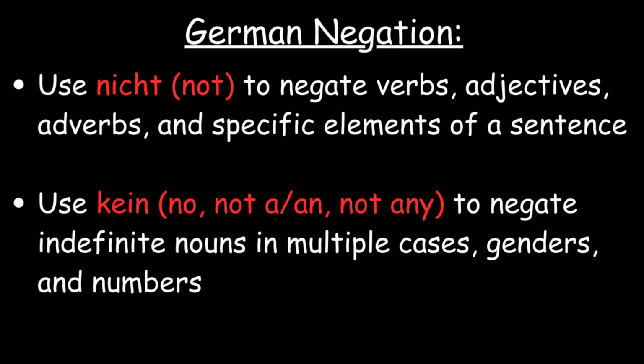In conclusion, this is how German negation works. We use nicht, not, to negate verbs, adjectives, adverbs, and specific elements of a sentence. And we use kein, no, not a, an, or not any, to negate indefinite nouns in multiple cases, genders, and numbers.